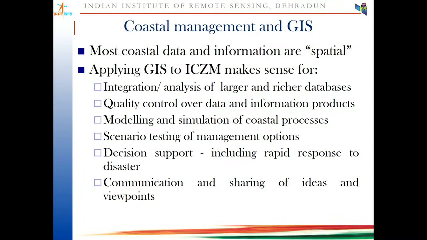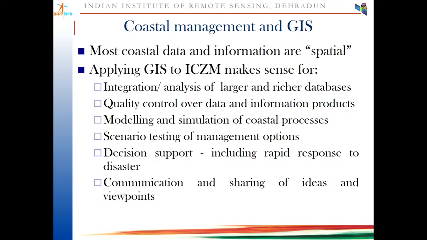Now let us talk a little bit about GIS. Though in the coastal zone, GIS has not been used as extensively as in other land areas, most coastal data and information is spatial. As I told you, for coastal zone management you require lots of data and lots of integration of the data, and GIS is one of the important platforms with techniques where you can integrate and analyze large databases. Quality control of the data and information products is also possible: you can check the quality of the data, remove data redundancy, and remove some outliers from the data set.